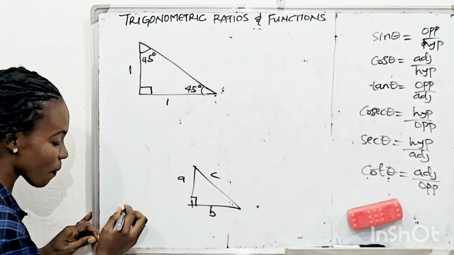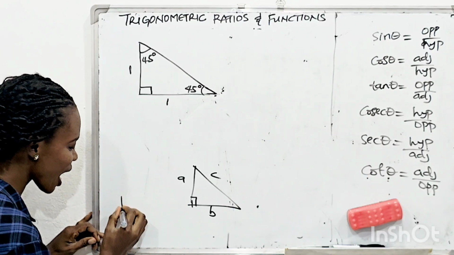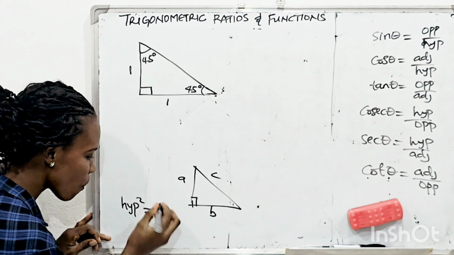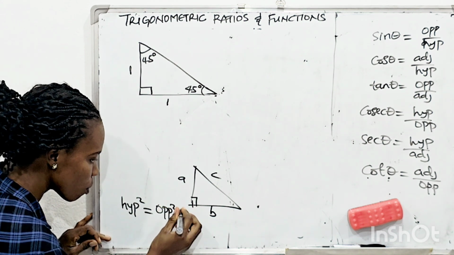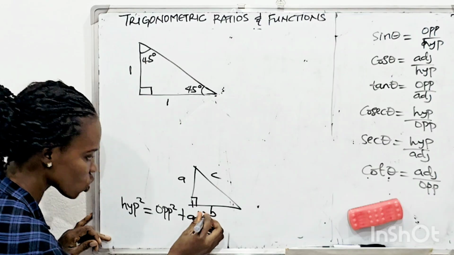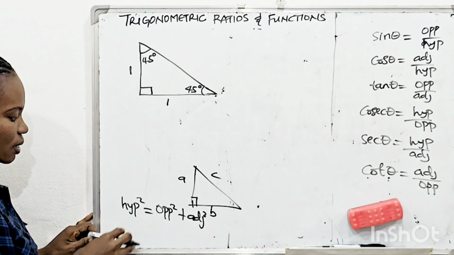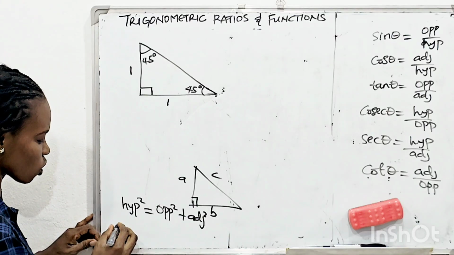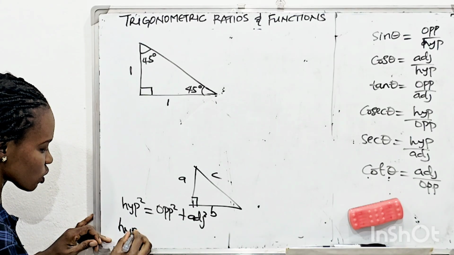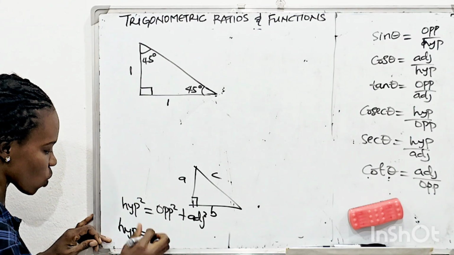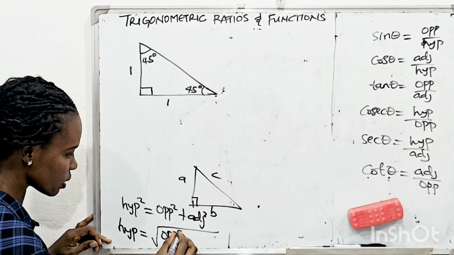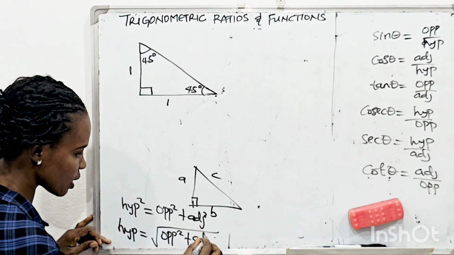So according to Pythagoras theorem, hypotenuse square is equal to opposite square plus adjacent square. Is that clear? So in other words, to find my hypotenuse, I'll simply take the square root of opposite squared plus adjacent squared.